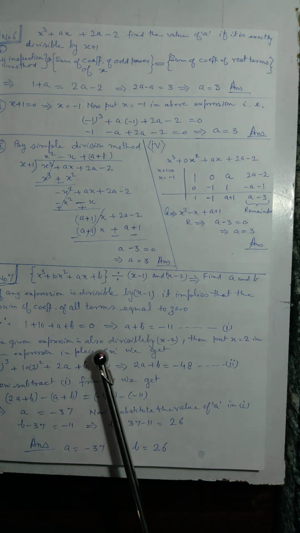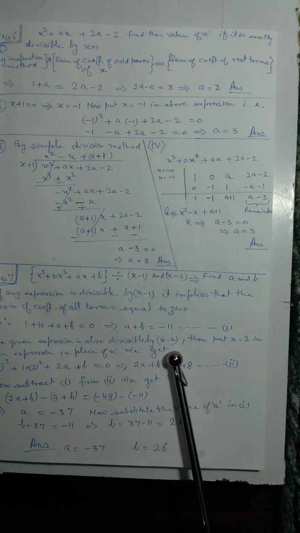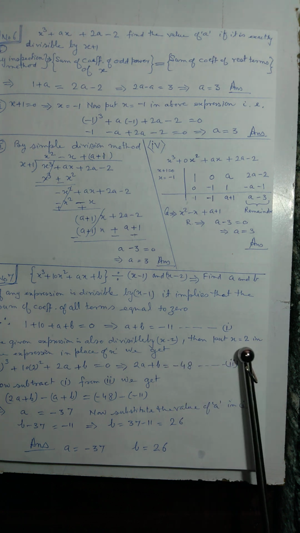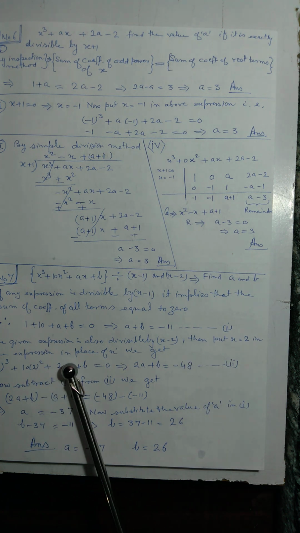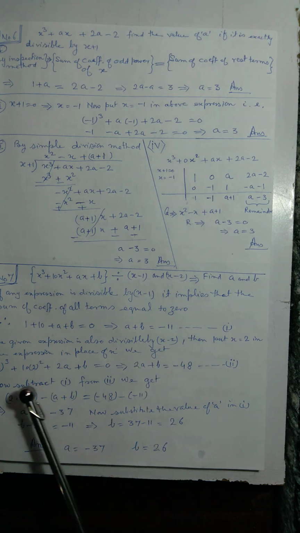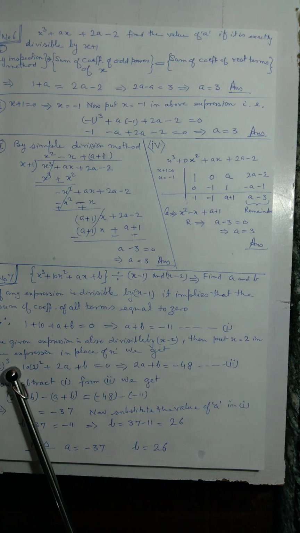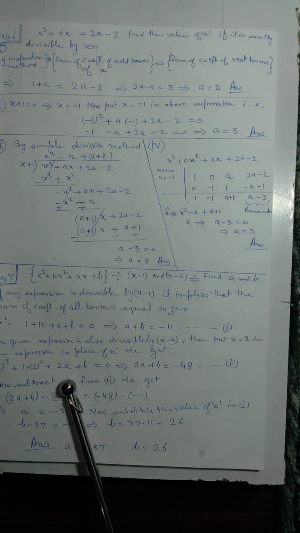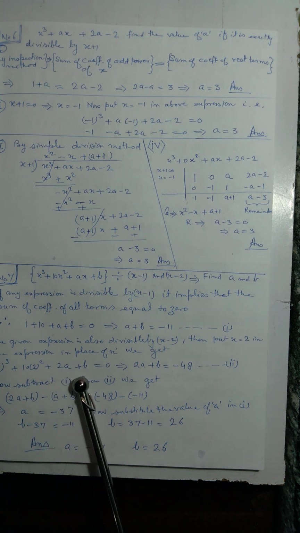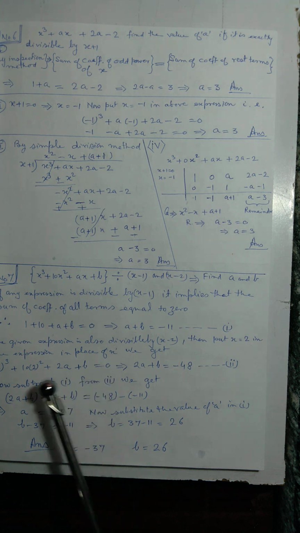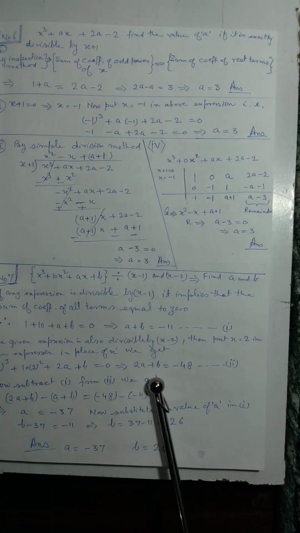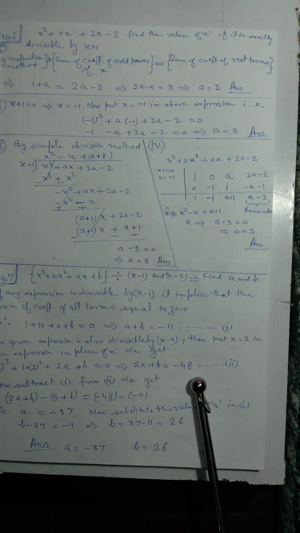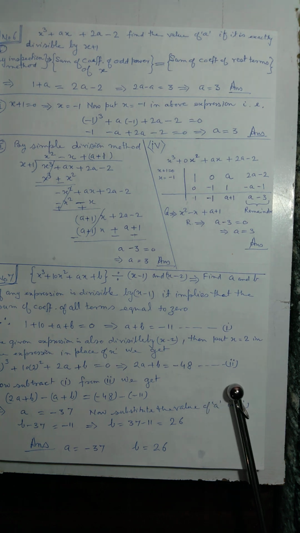The given expression is also divisible by x minus 2. Then put x is equal to 2 in the given expression. In place of x we get here, you see, 2 raised to power 3 plus 10 into 2 raised to power 2 plus 2a plus b equal to 0. Solve it, you will get 2a plus b is equal to minus 48. This will be the second equation.